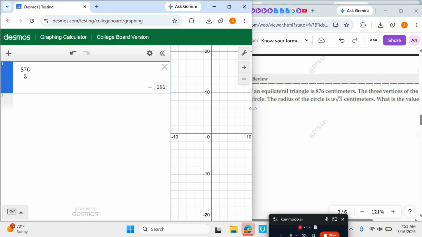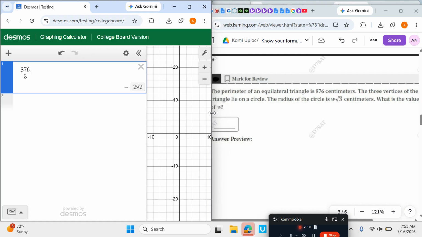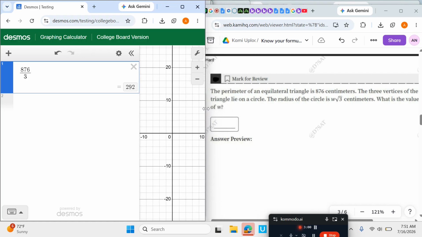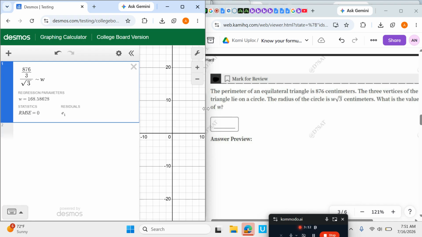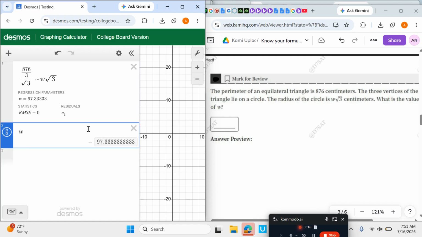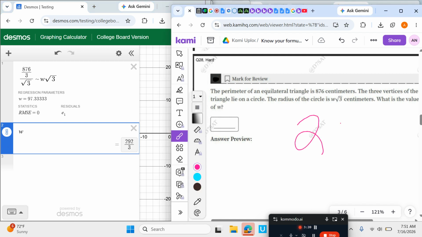Okay, so here's an extra formula you want to remember. If a circle is inscribed in an equilateral triangle, the radius equals side length over root 3. So you want to memorize that. Side length over root 3. And it's just derived from 30, 60, 90 triangles. So my answer is, see how easy this is? 292 over 3, right?